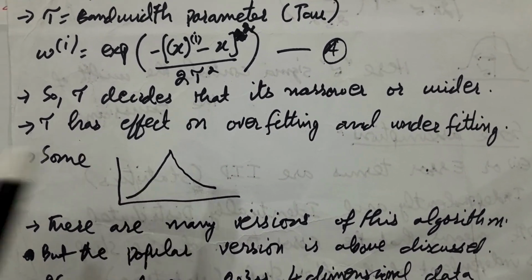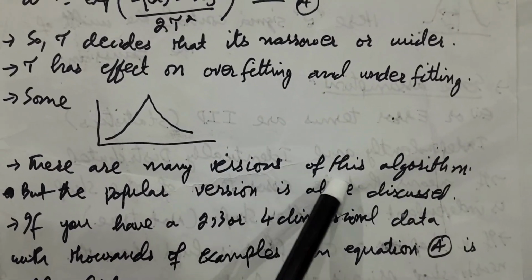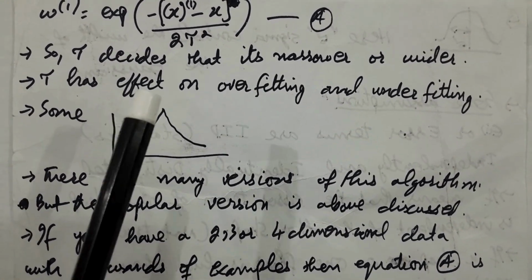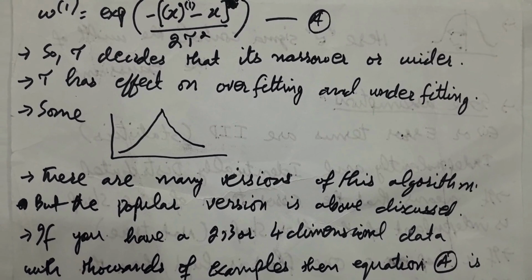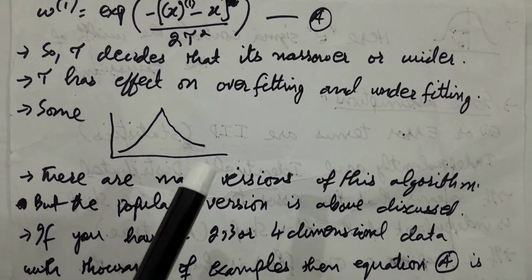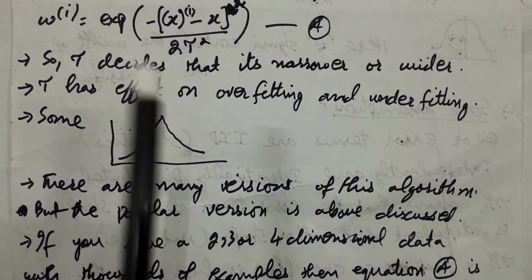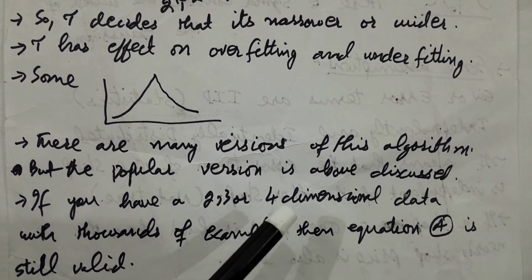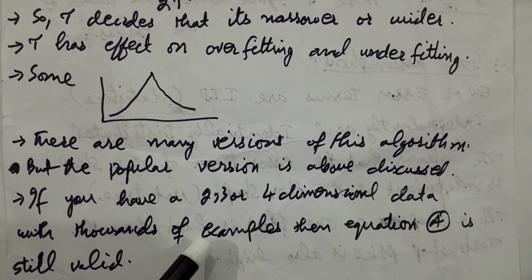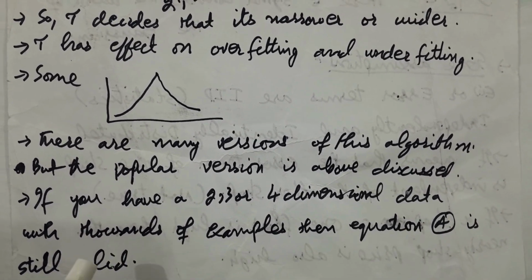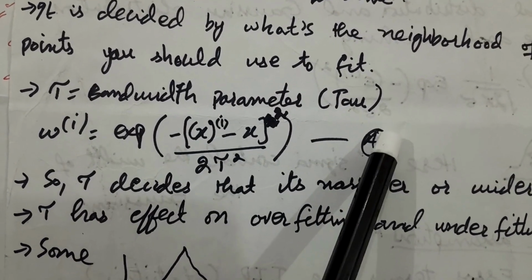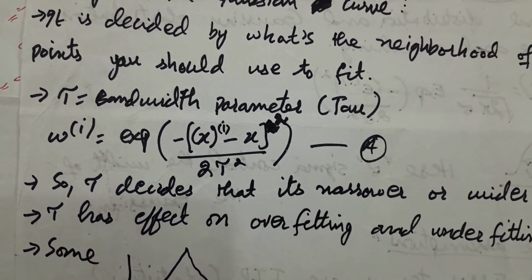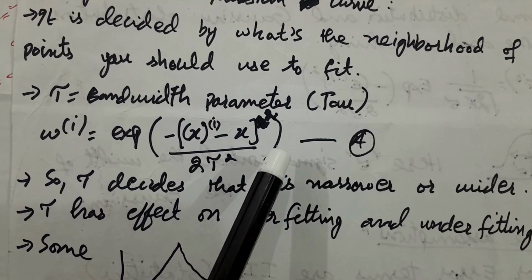Sometimes maybe the curve we obtained differs. There are many versions of this algorithm, but the popular version is the one discussed above. Some people may observe that there are other versions which we have not discussed, but we are discussing the famous version of this algorithm. If you have 2, 3 or 4 dimensional data with thousands of examples, then equation A is still valid. That is equation A.